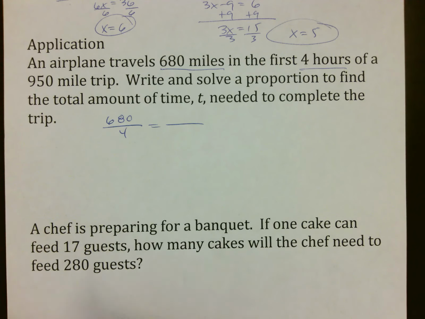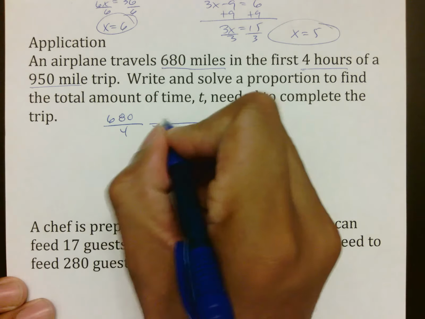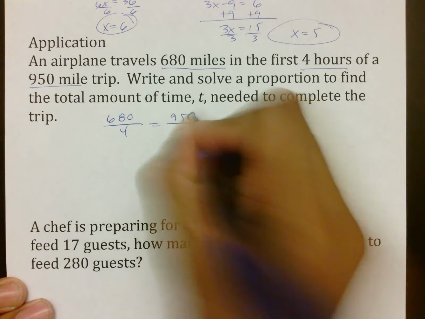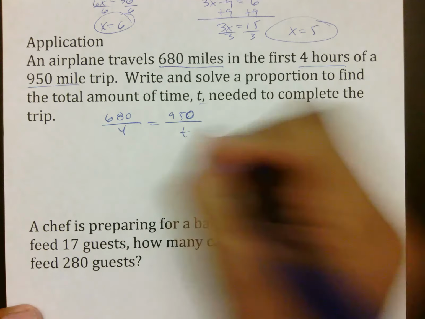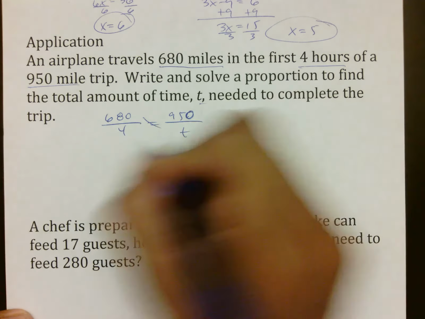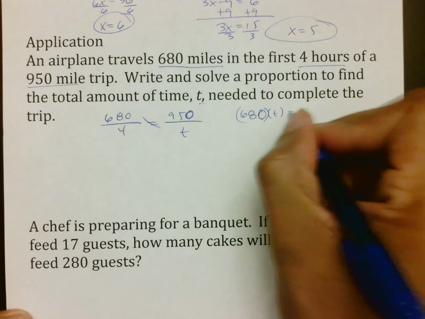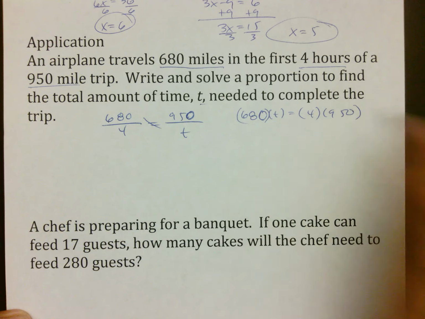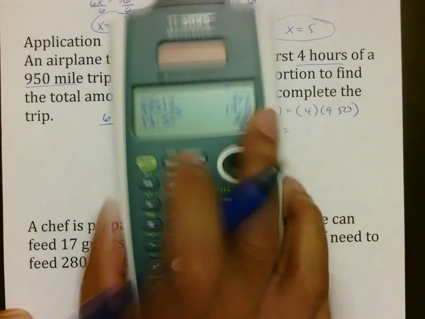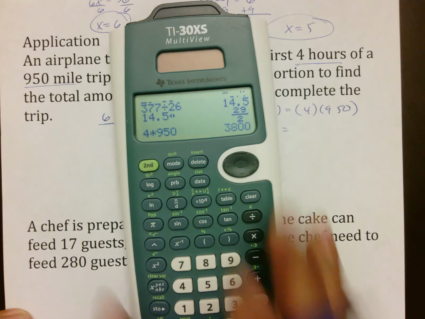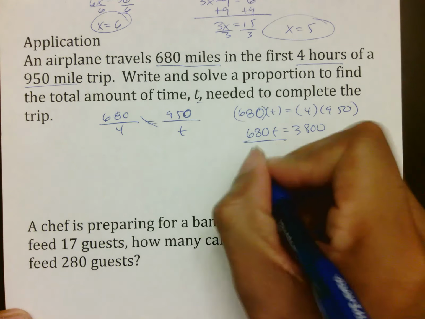I would then look for the third number, which is 950 miles. Again, the other number that talks miles is 680, which means that 950 is linked up with 680. And so that means that t, which is what we're looking for, should be down here on the bottom. And once I get it set up right, you just go ahead and work it out. 680 meets up with t, and 4 meets up with 950. Of course, making this 680t equals 3800. Now we divide by 680.